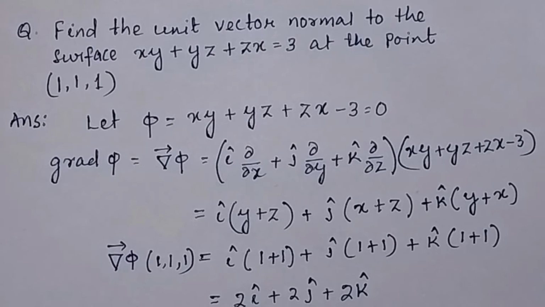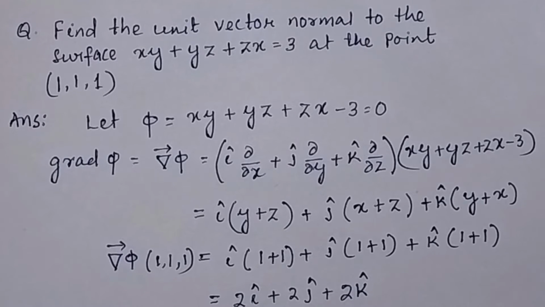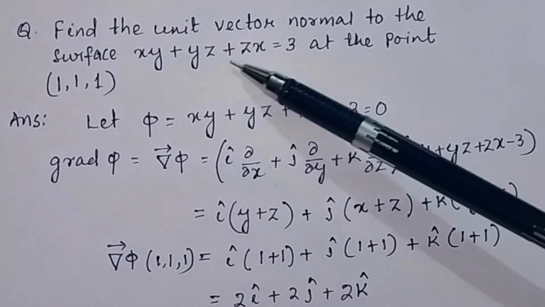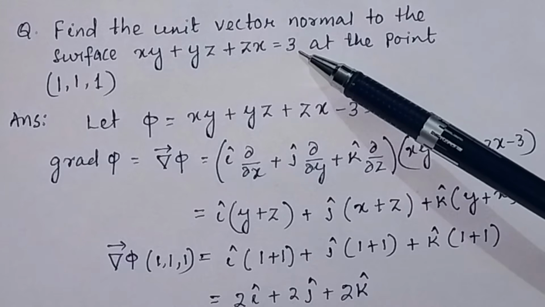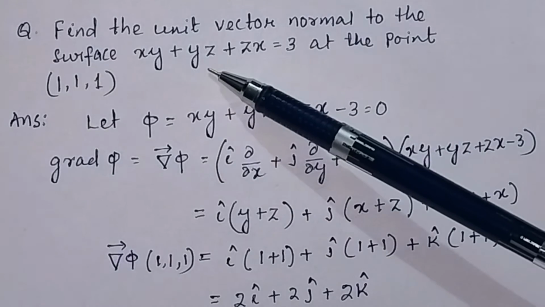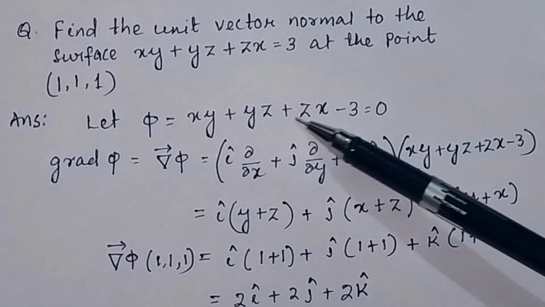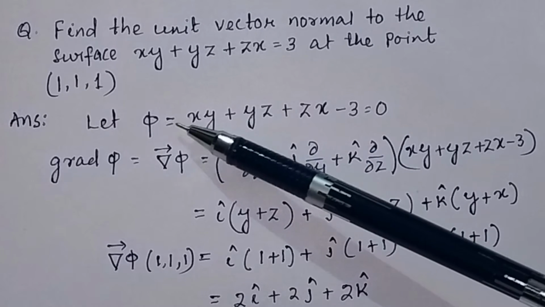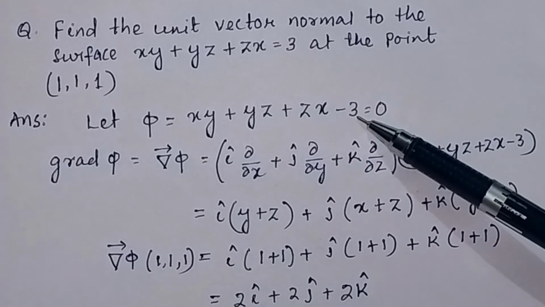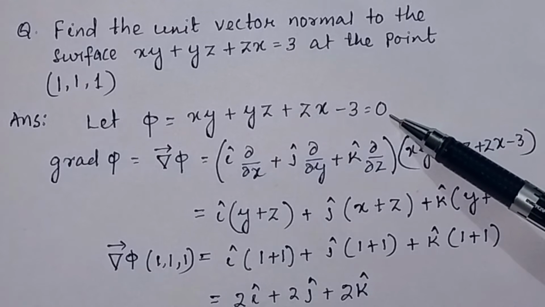Find the unit vector normal to the surface xy plus yz plus zx equal to 3 at the point (1, 1, 1). So here the given surface is xy plus yz plus zx minus 3 equal to 0. Suppose the scalar function, the surface function, is equal to phi, which is equal to xy plus yz plus zx minus 3 equal to 0.